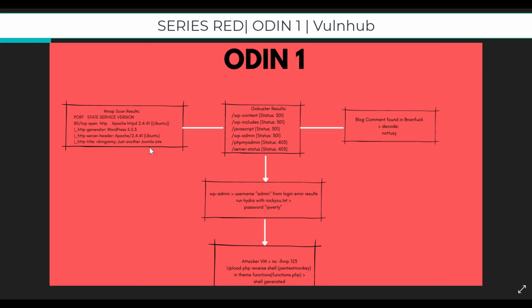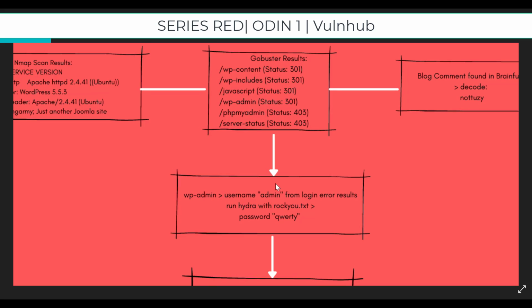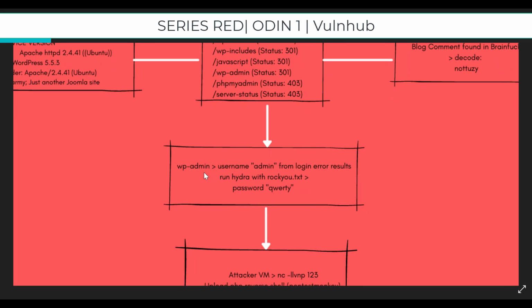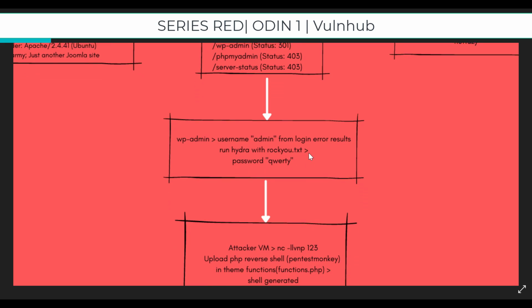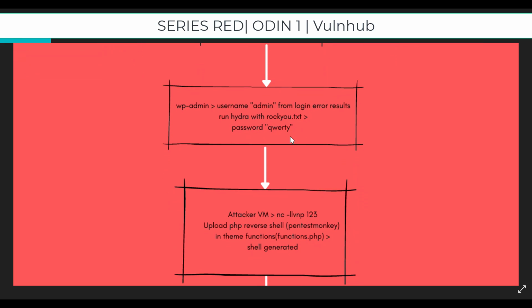After this, what we should try is go through the WordPress admin panel, and when we type the username admin, we can see from the error results that such a user indeed exists. So we can now run a Hydra scan using the rockyou.txt file. When we run that, we will get the password. So the admin password is found.